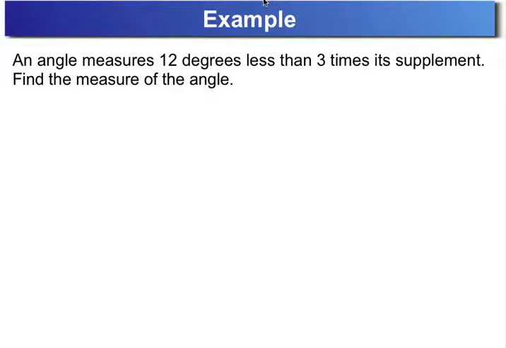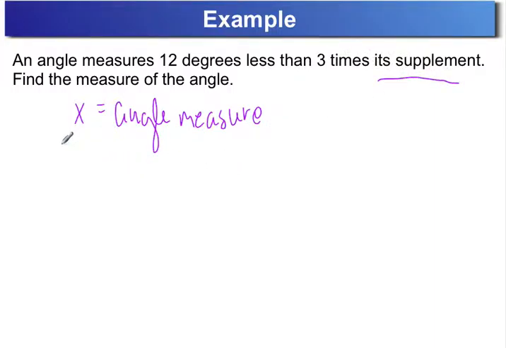In our next example, we're given an angle measures 12 degrees less than 3 times its supplement, and we want to find the measure of the angle. Now, this seems a little overwhelming until we start breaking things down a little bit. When I don't know the angle measure, I let the angle measure be x. X is my angle measure. Then I notice that it's talking about the supplement of that angle. So I'm going to write 180 minus x is the supplement.